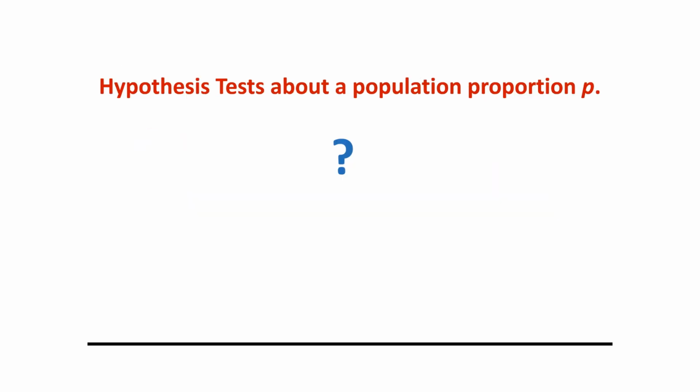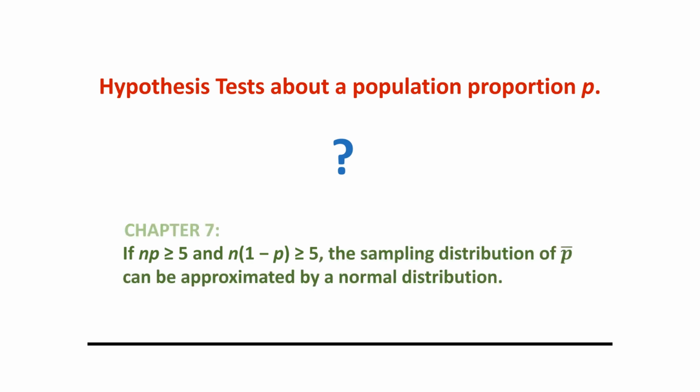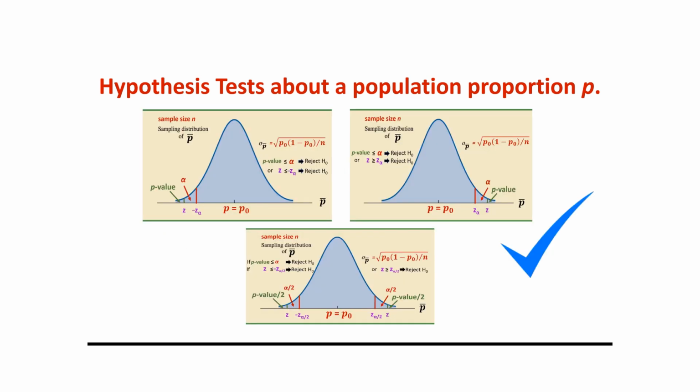Finally, how about hypothesis tests about a population proportion? In Chapter 7, we said that if the following conditions are met, the sampling distribution of P bar can be approximated by a normal distribution. So the methods used to conduct a hypothesis test about a population proportion are the same ones used to conduct a hypothesis test about a population mean. And this concludes our presentation on hypothesis tests.